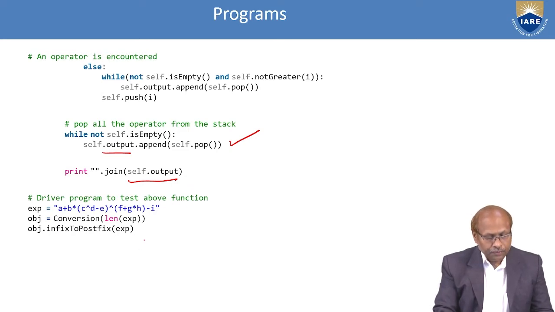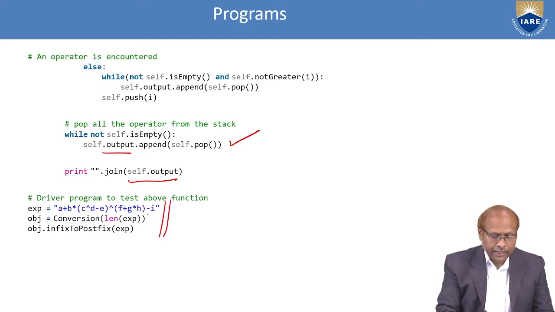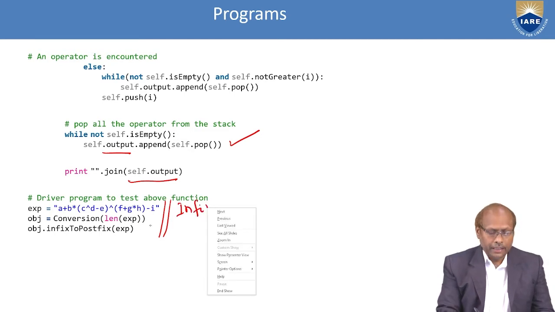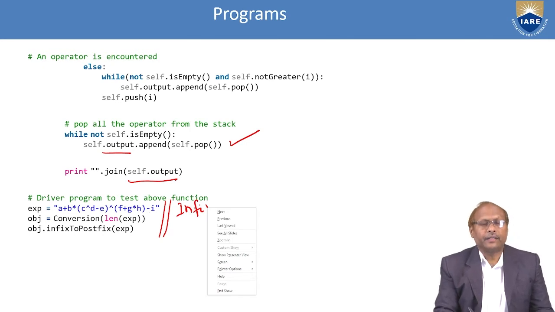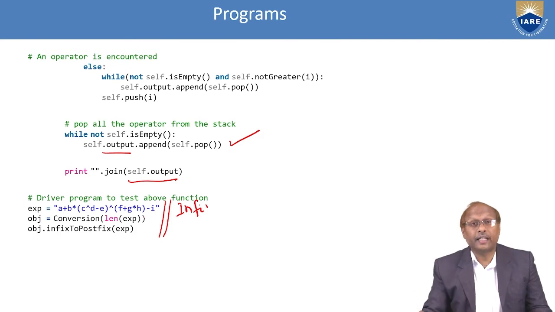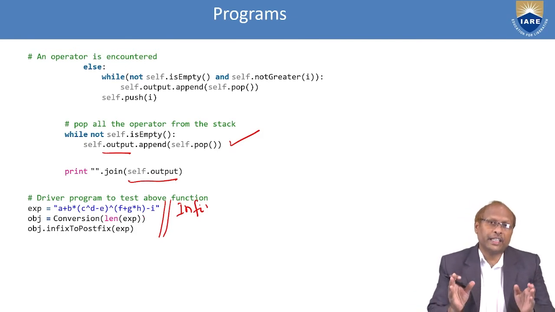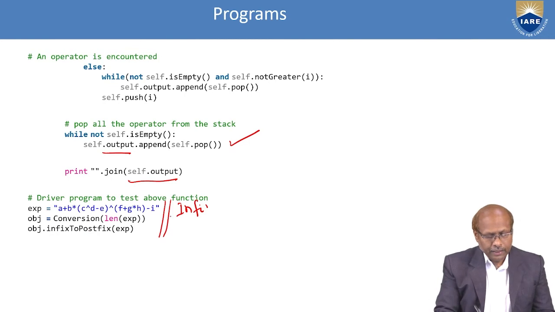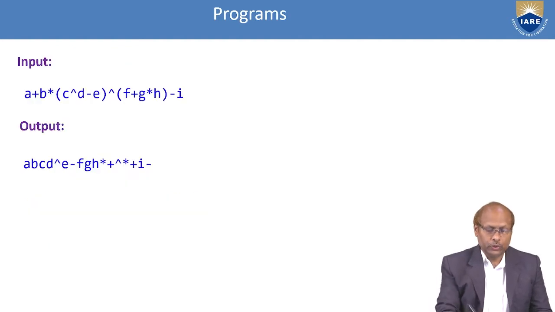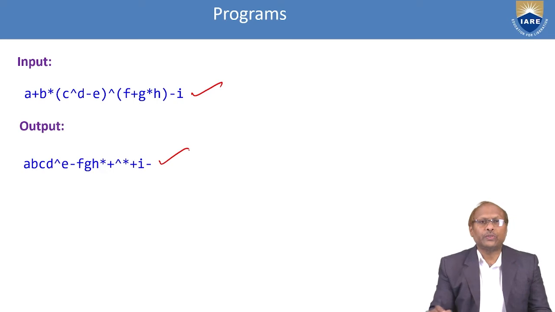Now this is the driver program. This is my given infix expression, and I call the conversion. I pass the number of elements, meaning the combination of operators and operands, because in the class you already wrote capacity. Based on the capacity, it allocates the memory. So pass this one and then call infix to postfix. If you execute this, you will get the output. This is my input, this is my output.